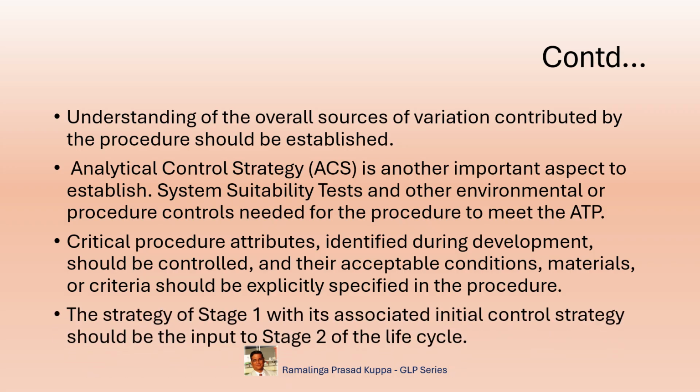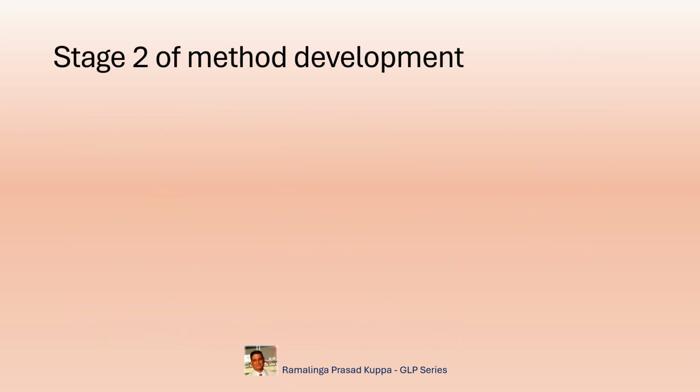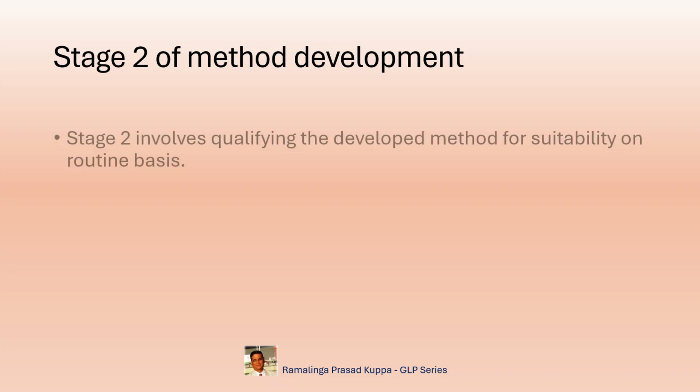The strategy of stage 1 with its associated initial control strategy should be the input to stage 2 of the life cycle. This initial stage information may be used for the next stage 2 of life cycle development. Let us see the details of stage 2 of the method development.